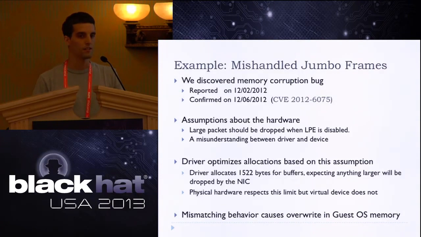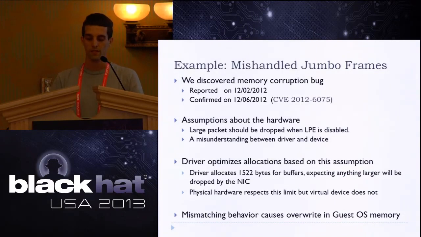In this particular case, the driver expects the hardware to drop packets over a certain size, in this case 1522 bytes, when the long packet enable bit flag is not set. So, in other words, if a jumbo frame arrives, then the NIC should drop this packet. Based on this assumption, the driver makes some optimizations on the size of the received buffer descriptors that it allocates. It only allocates the size that it expects to receive, which is 1522, and it expects anything larger than that to be dropped by the card.